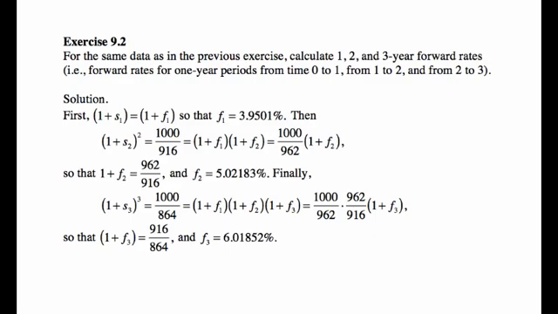And (1 + S3) cubed, which we know from the previous exercise to be 1,000 over 864, is equal to (1 + F1) times (1 + F2) times (1 + F3). Notice this is basically saying that we get the same result by accumulating with the spot rate or accumulating with the forward rates, because forward rates correspond to, as you'll see later on, purchasing today a bond that will start in the future and end later on in the future.